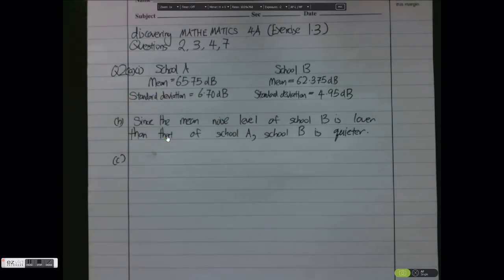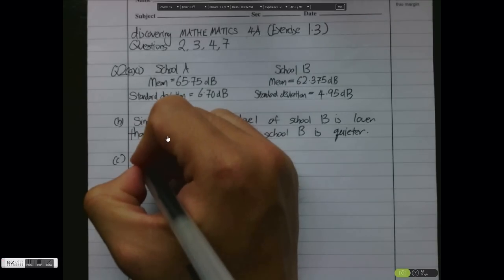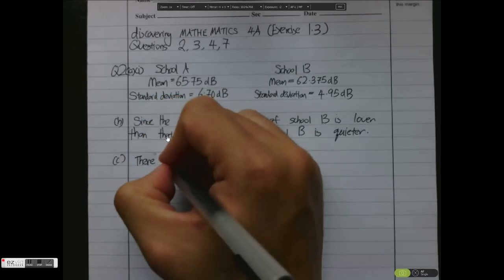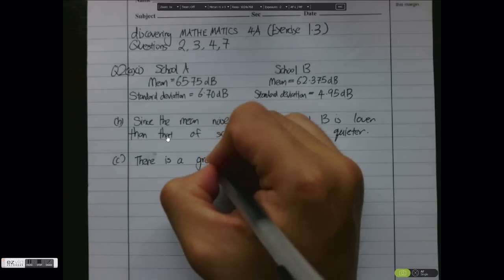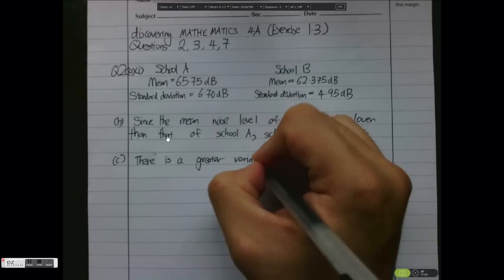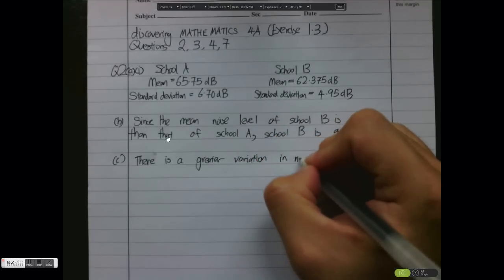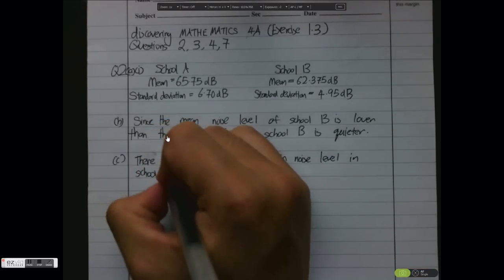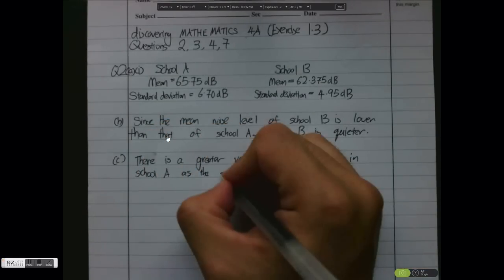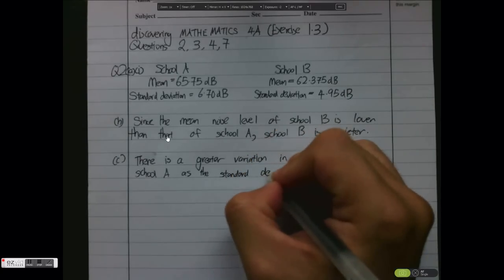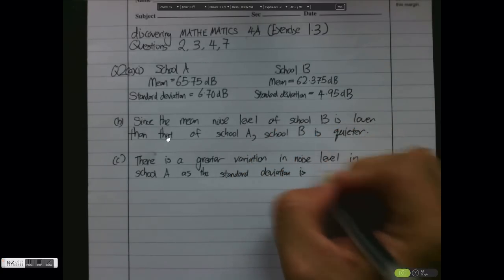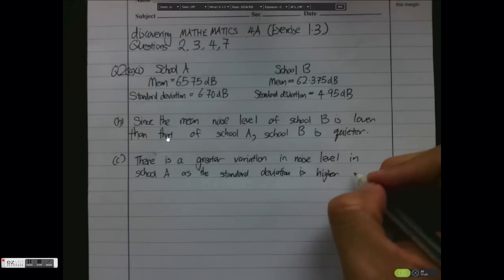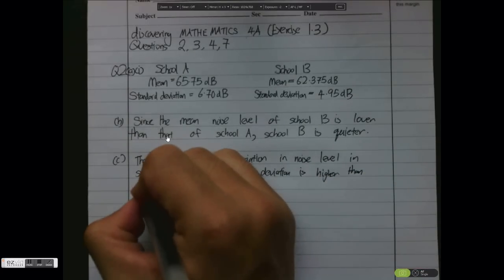For part C they ask, is there a greater variation? Standard deviation measures spread or variation. In this case, I'll say that there is a greater variation or less consistency in noise level in School A, as the standard deviation is higher. Then School B.